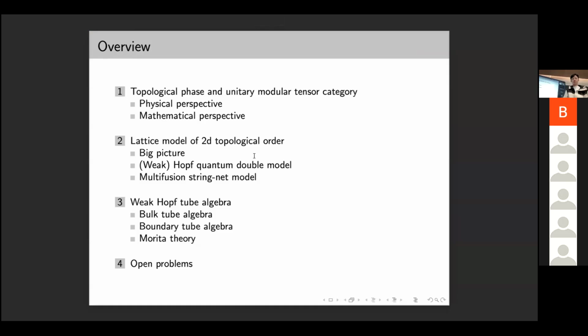The first one is just some bigger picture about the topological phase, especially about the 2D topological phase. And for the second part, I will introduce the lattice model for the 3D topological model, especially for the quantum double model and for the string-net model.